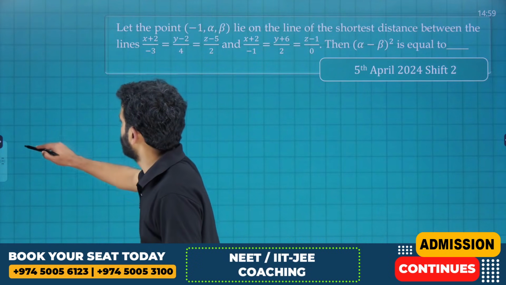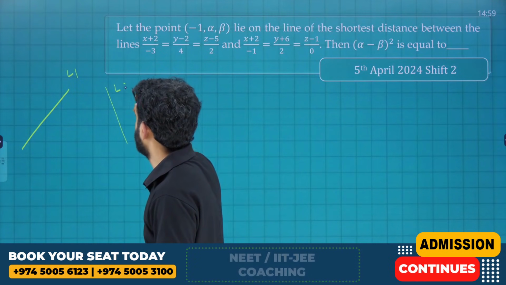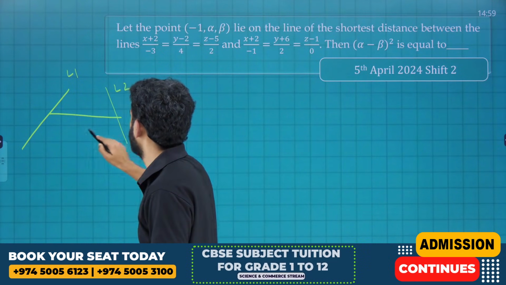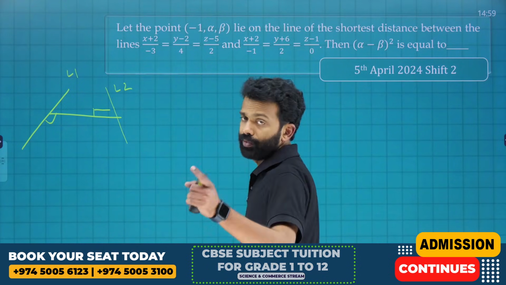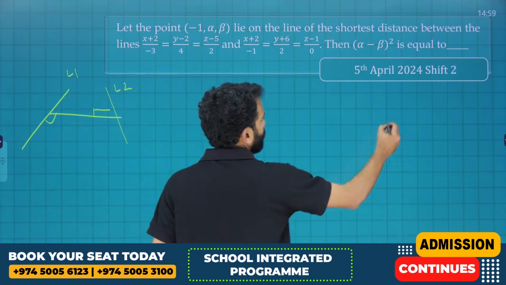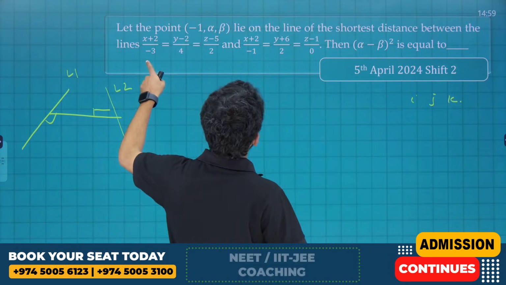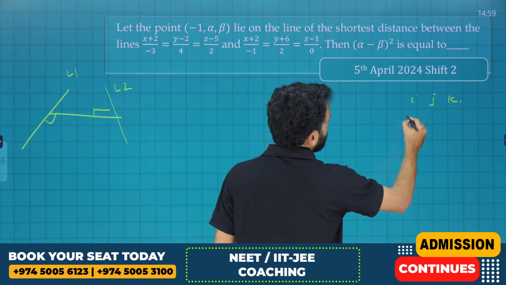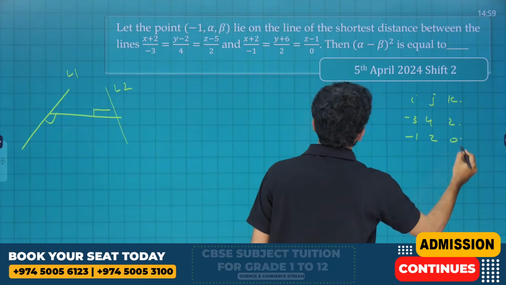Therefore, we can formulate the lines first. This is L1, this is L2. We can draw a line like this. Okay, that should be perpendicular. Therefore, we can formulate the direction ratios of the line first by taking the cross product. That is i, j, k, minus 3, 4, 2 and minus 1, 2, 0.